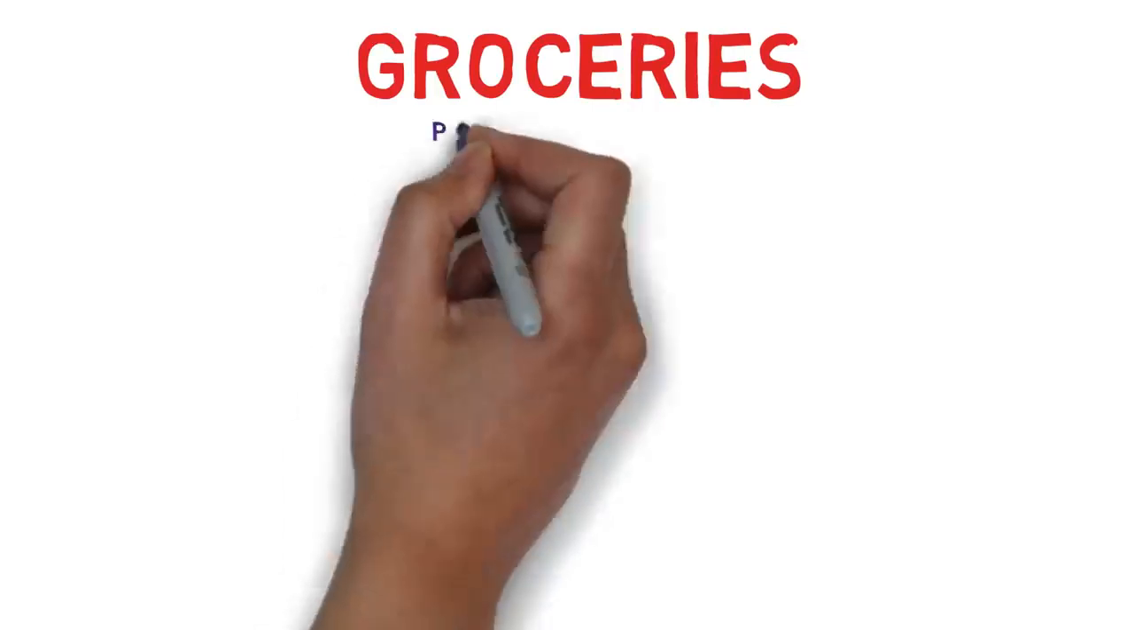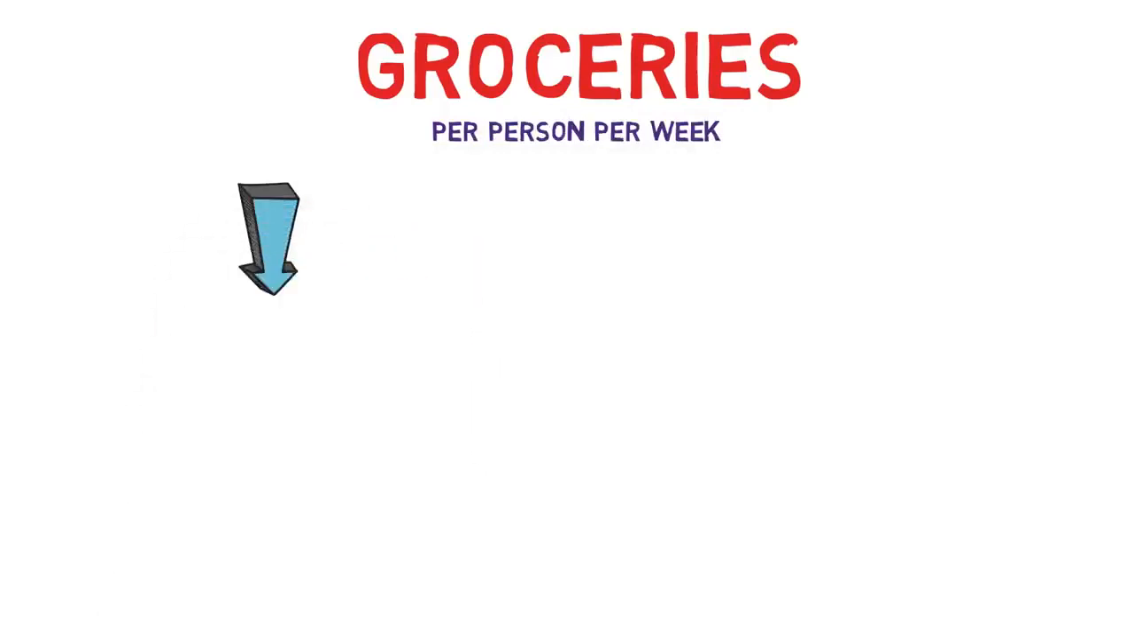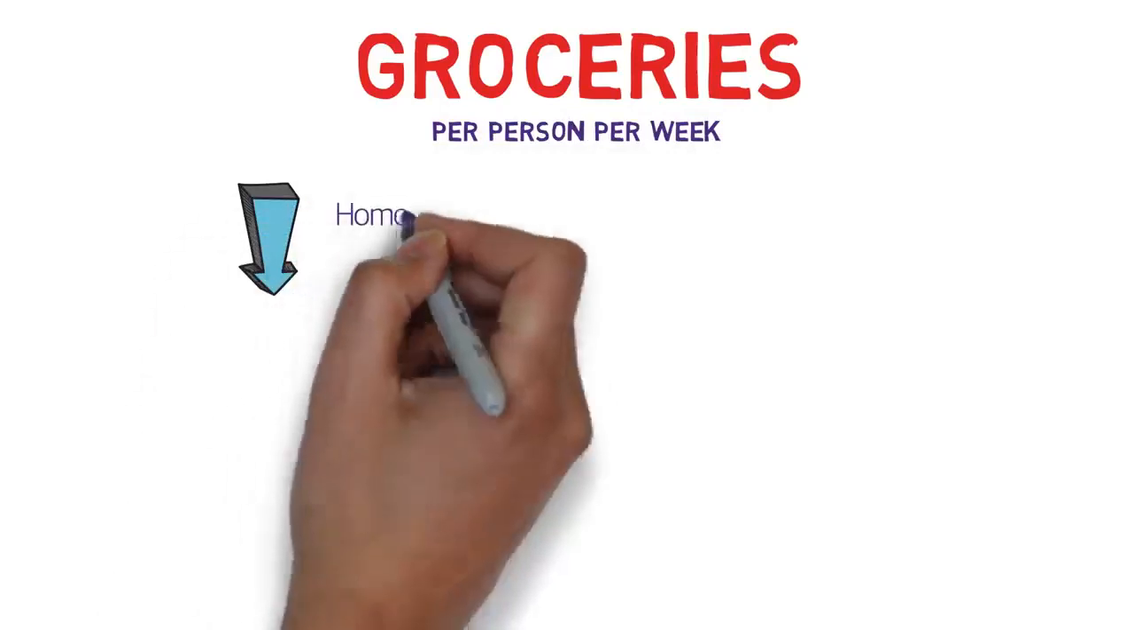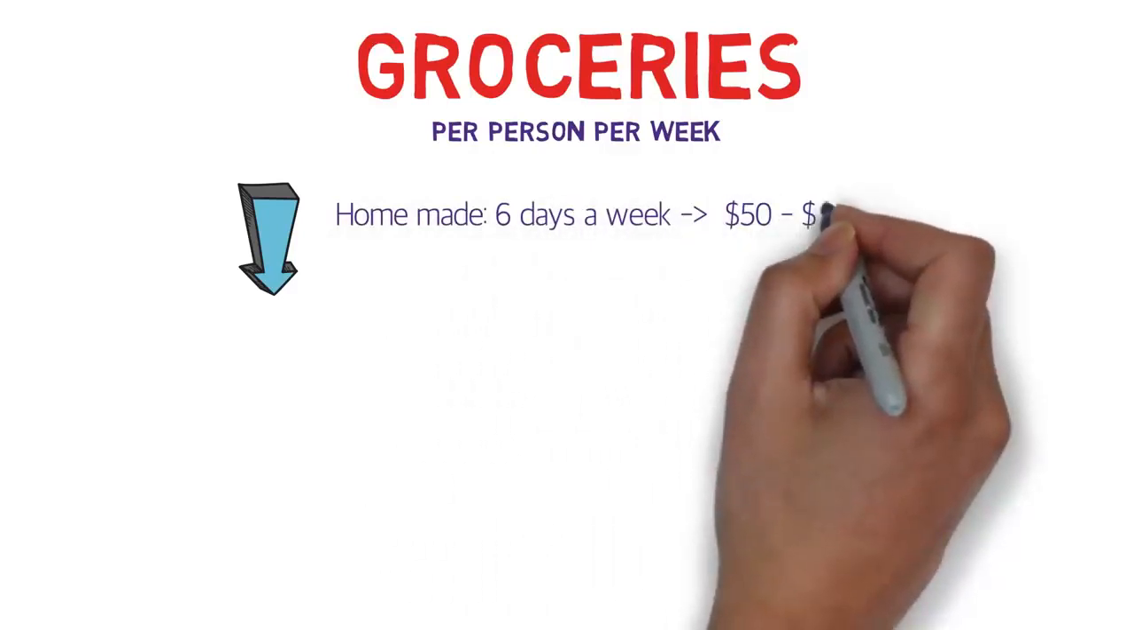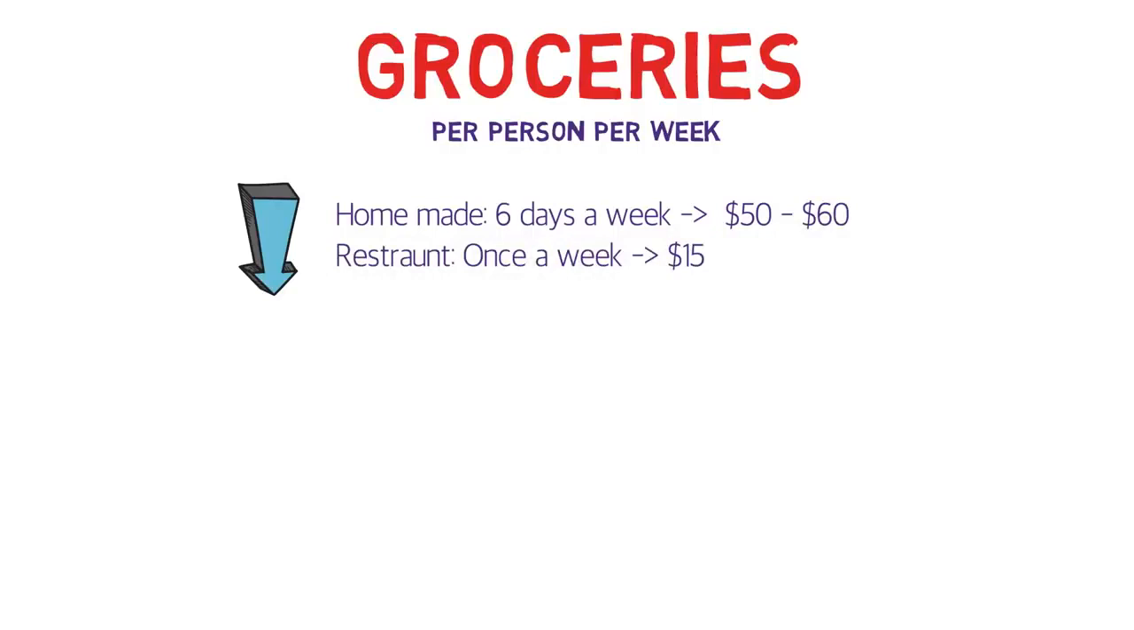Now, the groceries. This is one of the most difficult parts in this video for me, because it's very difficult to decide how much one would consume in 1 week or 1 month. So I've tried to do it over here per person per week. If your consumption is on the lower level, let's say you make homemade food for around 6 days a week, then you would spend something like $50 to $60, and that's per person per week. Let's say you go to a restaurant once a week, you would spend something like $15. It might differ from $10 to $20.